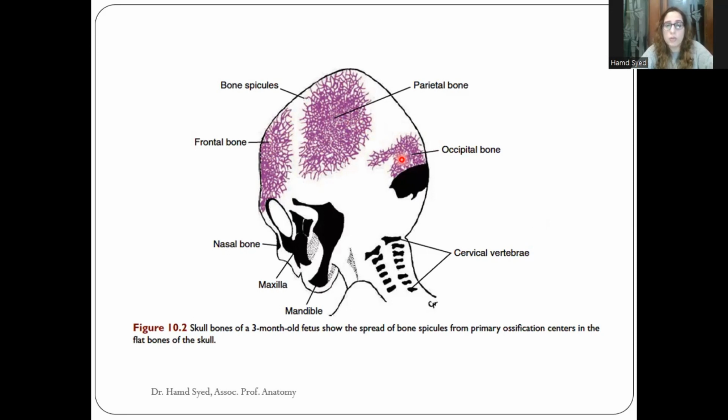So this is a diagram showing us a 3-month-old fetus, and you can see the appearance of the bony spicules from the primary ossification centers, that is those centers of bone growth which appear before birth, and gradually they will form the flat bones of the skull, that is the frontal, parietal, and occipital bones.